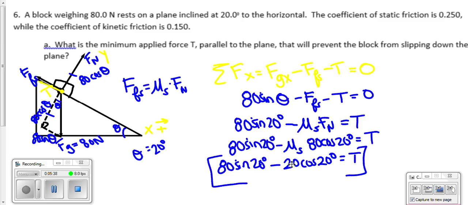So that means that if you look at this, this is 80 sine of 20. That value is much greater than 20 cosine 20. And so we need to find that additional force to compensate so that it doesn't slide down the plane, like we were saying.